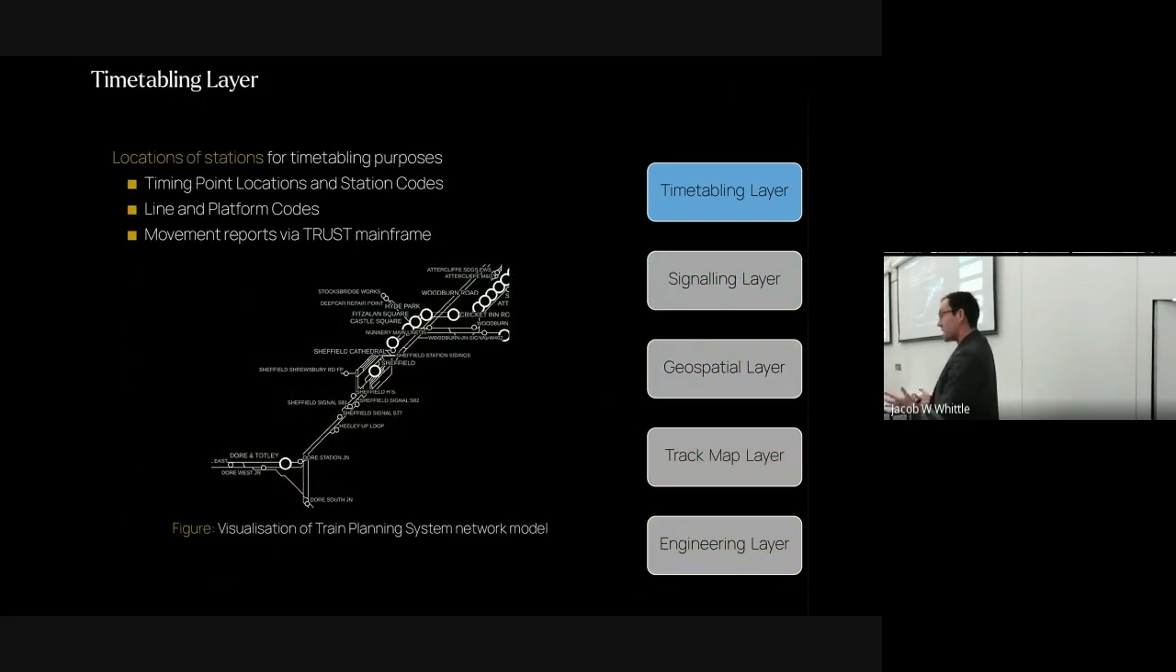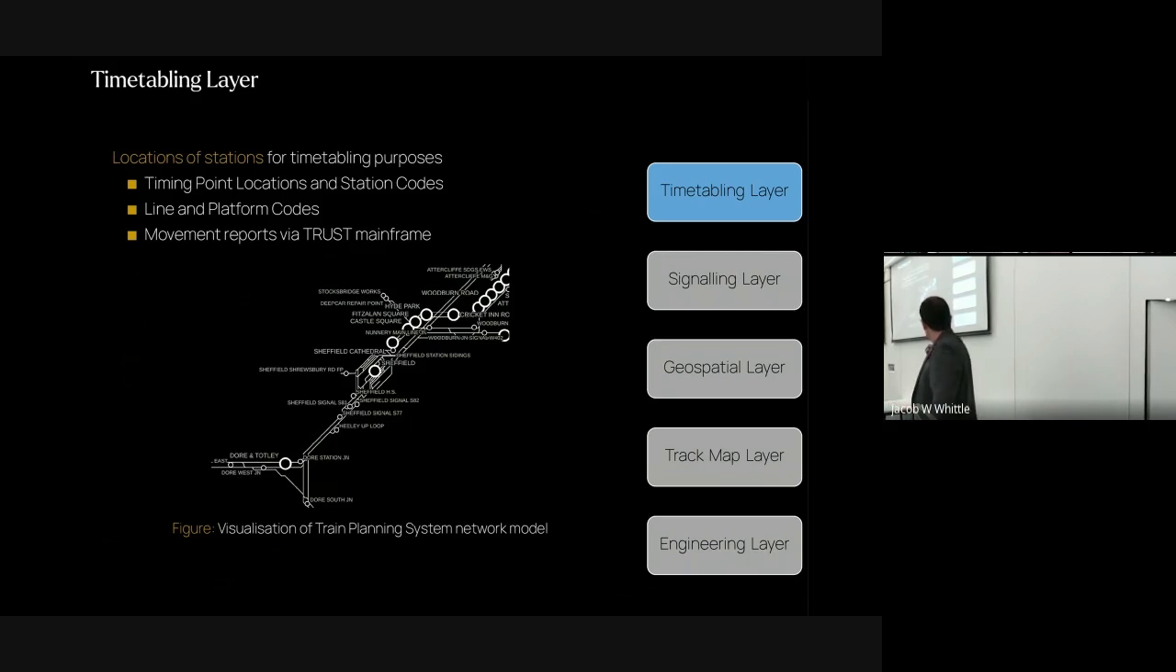So the first layer is the timetabling layer. This is the locations of stations for timetabling purposes. If any of you have ever heard of a TIPLOC code, it works in this area. So for Sheffield, this would be CHEFLD2, that'd be platform 2 at Sheffield.